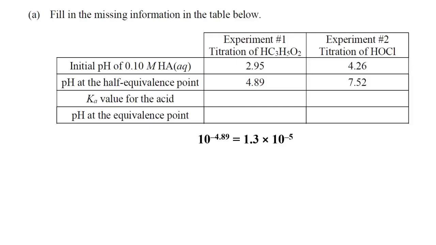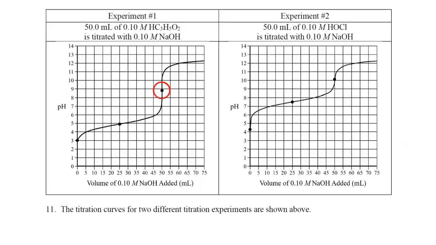Then I converted those pKa values into Ka values by doing 10 to the minus 4.89 and then 10 to the minus 7.52. Something you should know is that the larger the Ka value is, the stronger the acid is, or vice versa. The smaller the Ka value is, the weaker the acid is. So I can see from this data that HC3H5O2 is the stronger acid with a higher Ka value, and HOCl is the weaker acid with a lower Ka value. Now then I looked at the equivalence point.